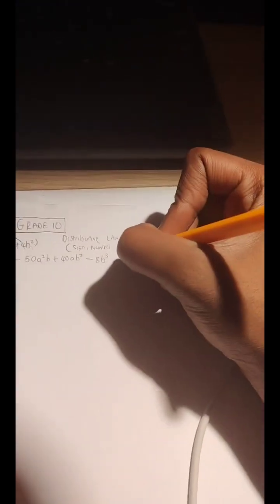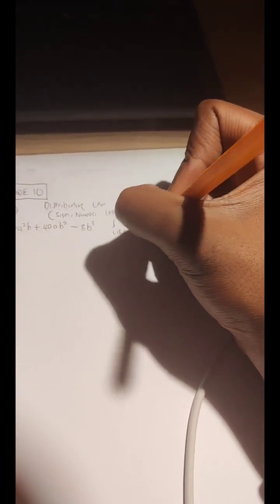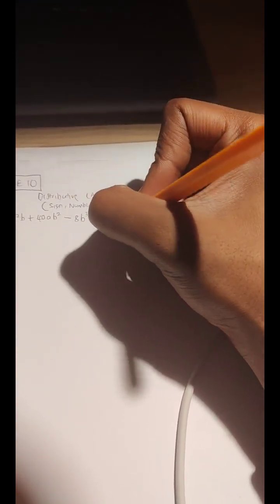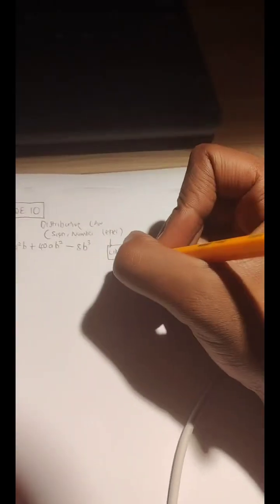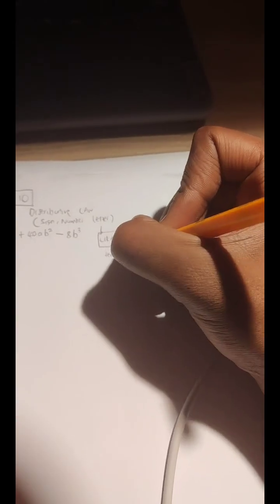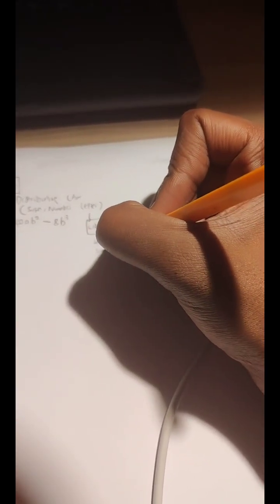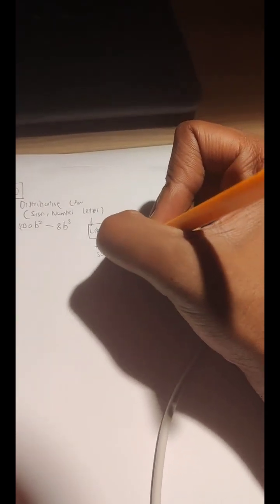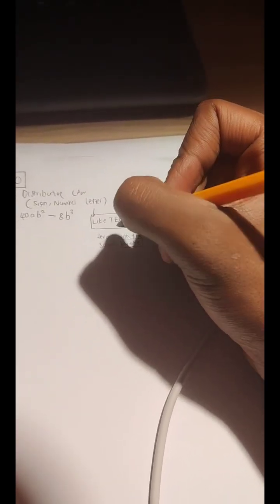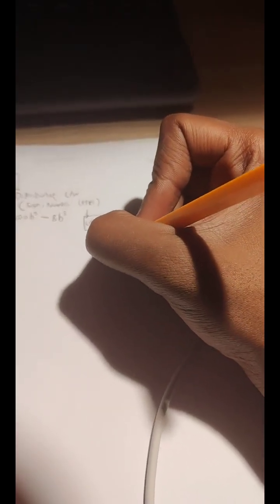Now I am going to check after distribution if I have any like terms. Guys, what are like terms? Like terms are terms with the same alphabetical letter, or what we call the same variable. Your alphabetical letters are variables. We call them variables in mathematics. So they are the terms that have the same variable and exponent.